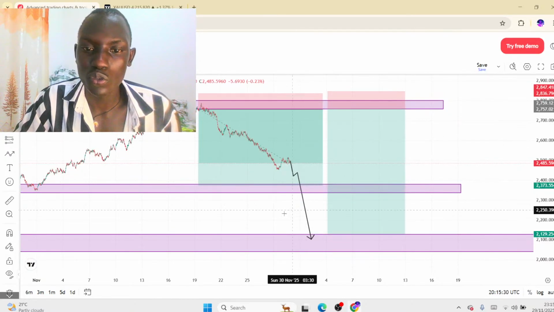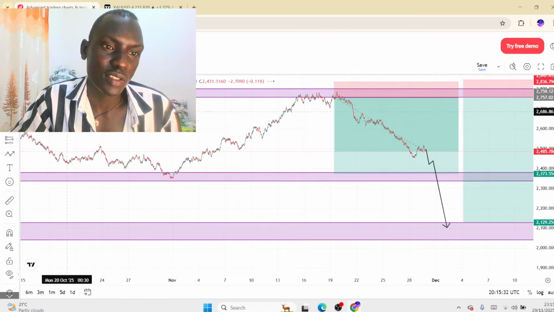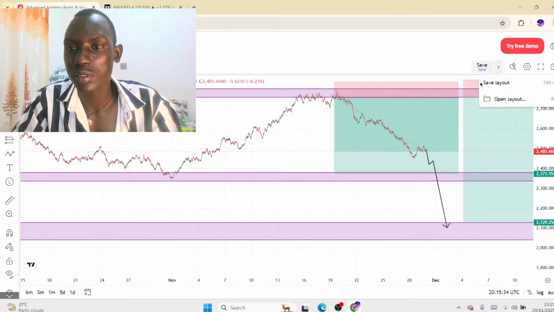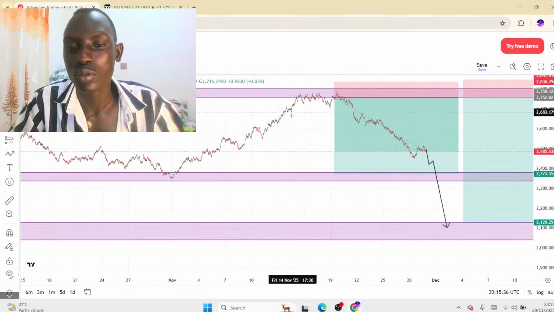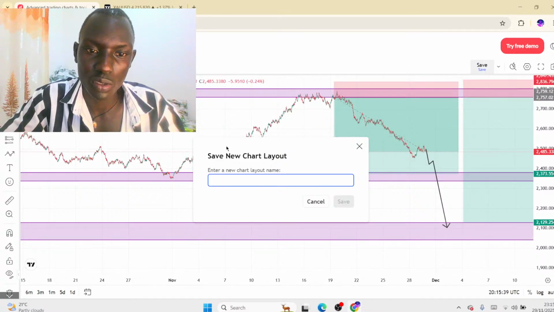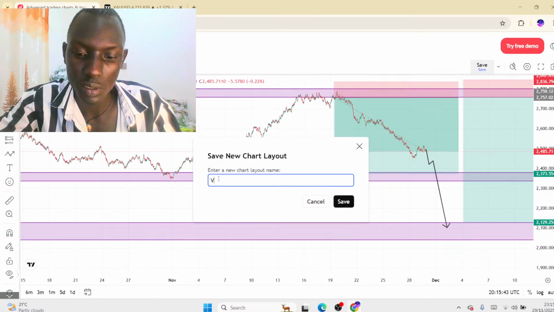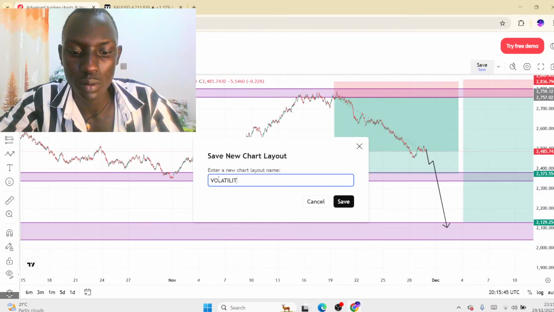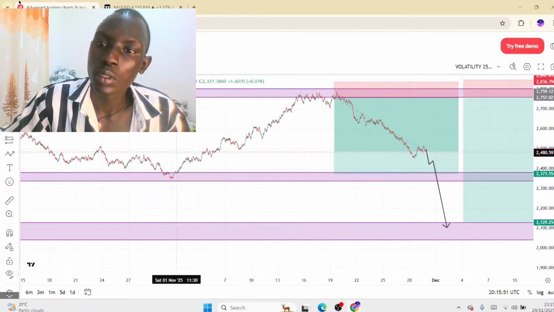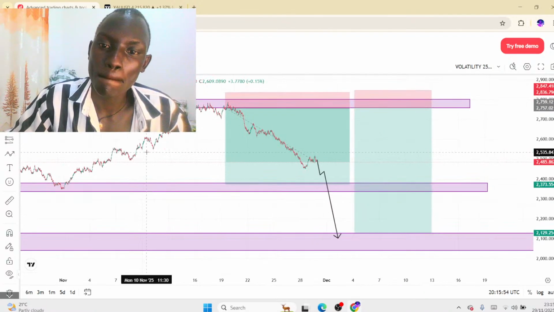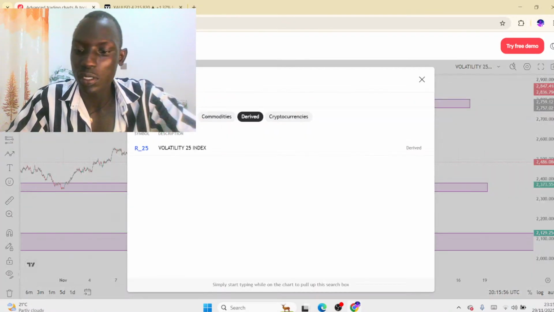So let's go to other pairs and we analyze also. We have to save this to avoid disappearance because this is synthetics. That is volatility 25 index. So our pair is saved now. So let me show you guys another pair.